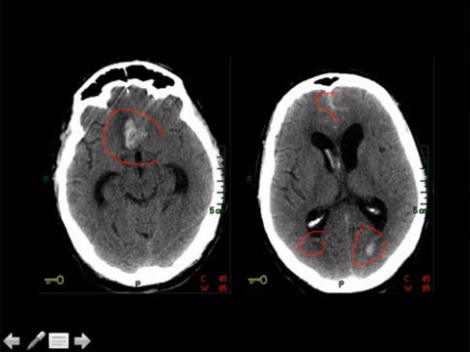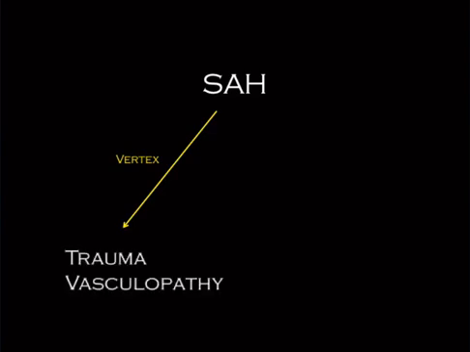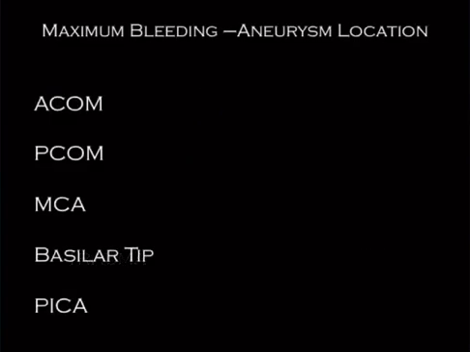So there's a couple different ways that cases can be worked around with regard to subarachnoid hemorrhage. And the first question you want to ask yourself is, is the subarachnoid along the vertex? Those are usually trauma and vasculopathy cases. Or is the subarachnoid more basilar dependent? And those are the situations when you think about aneurysm. Now, the location of the bleed will help you guess where the aneurysm is.